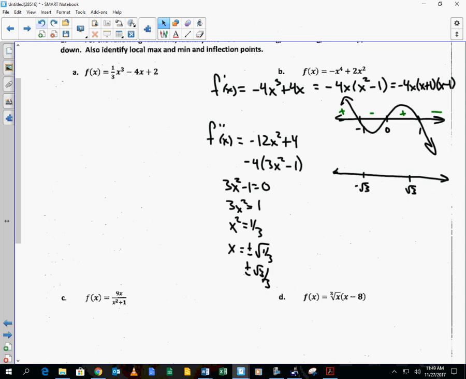Again, I don't want to test because I just don't. What shape does that make? Parabola, right? Is it up or upside down? Upside down.